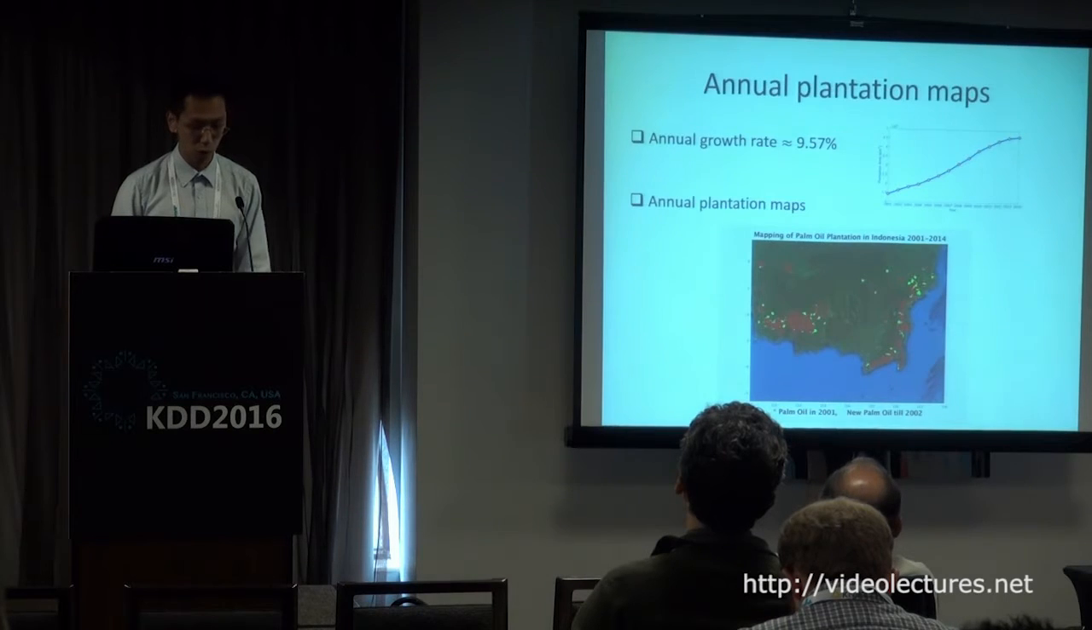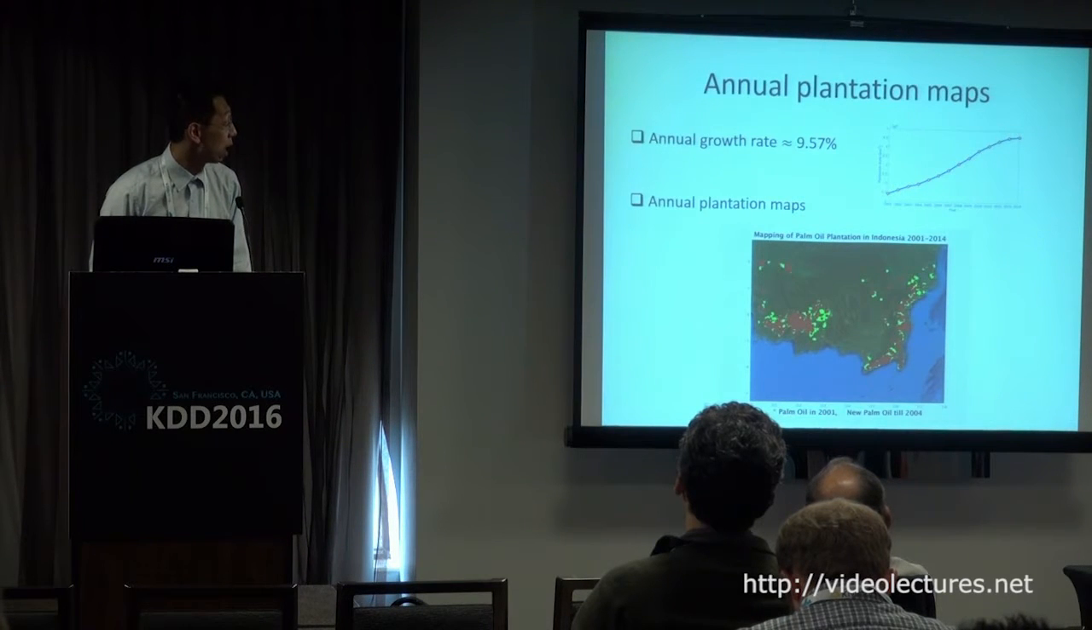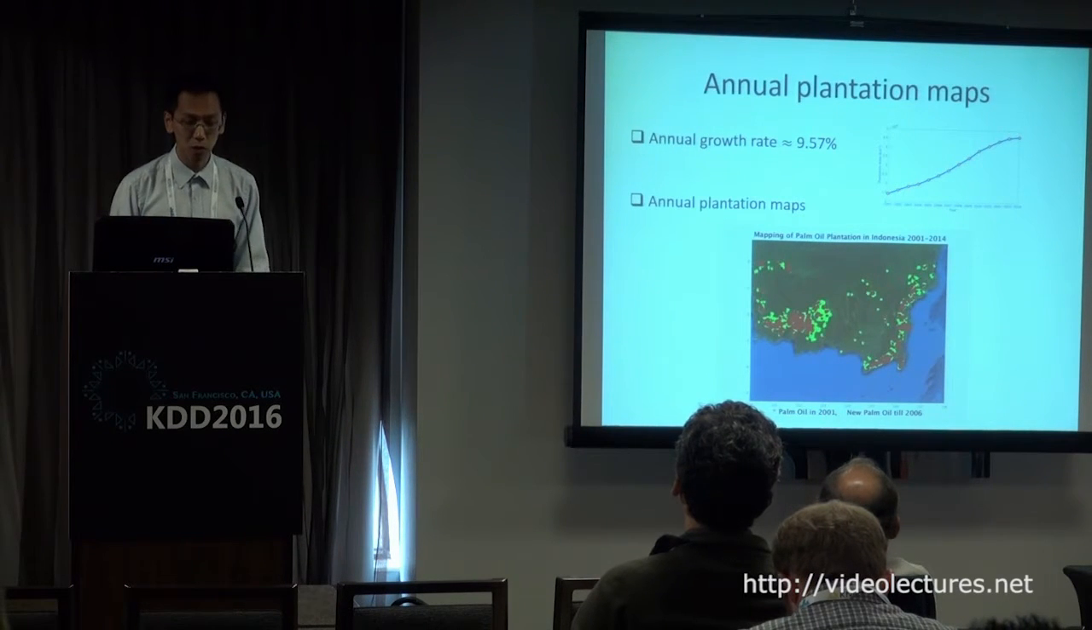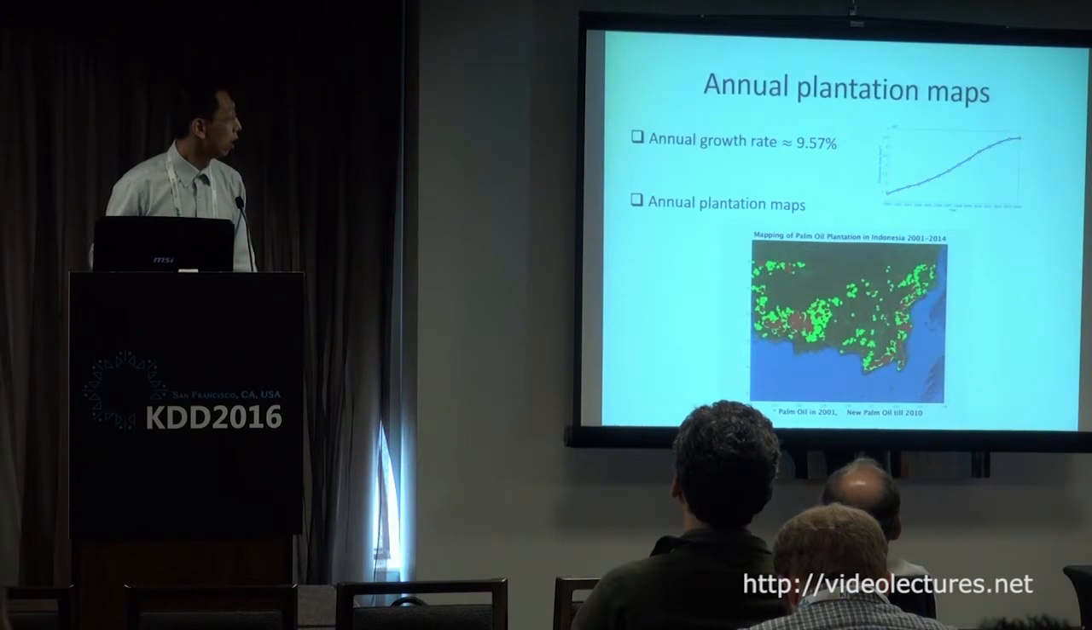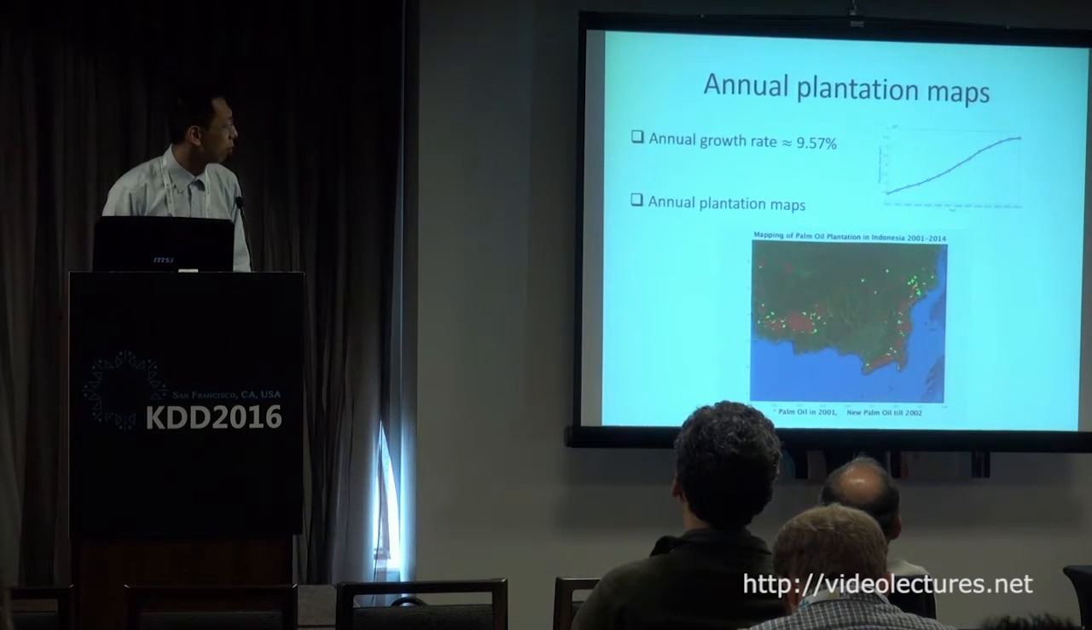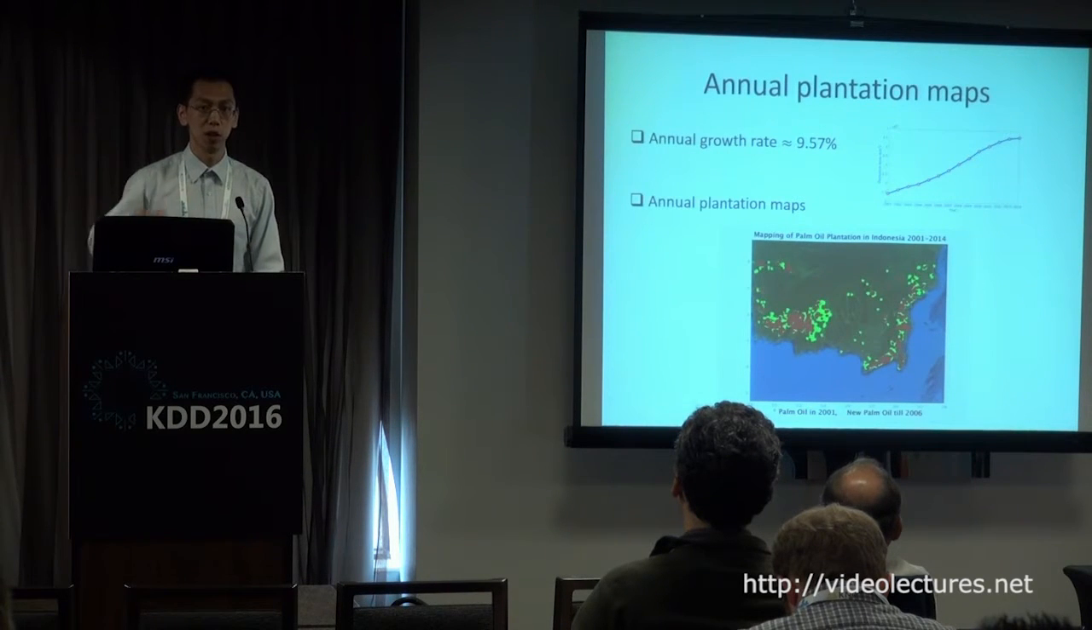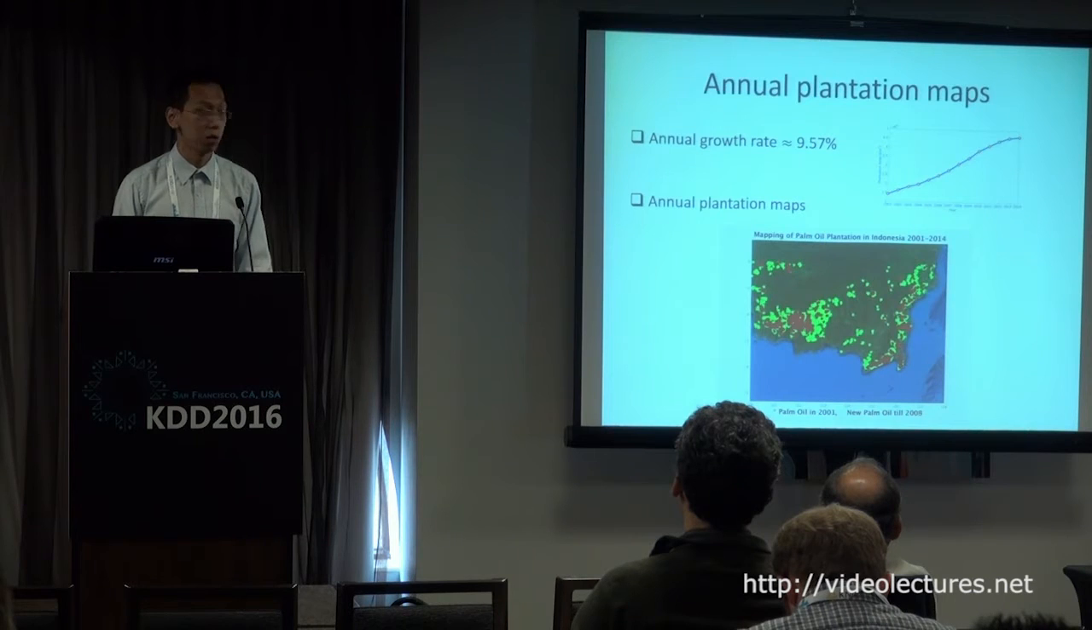Now we're going to show our generated annual plantation maps. According to our annual plantation maps, we have an annual growth rate of around 10%, which is very high. And we can observe from this curve that in recent years, from around 2012 to 2014, the growth rate started to decrease a little bit. I think this is mainly because of the control of the government.